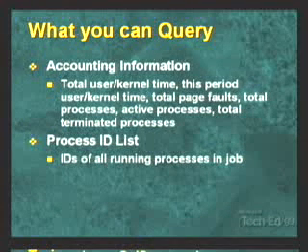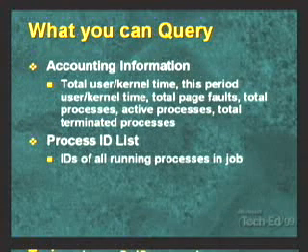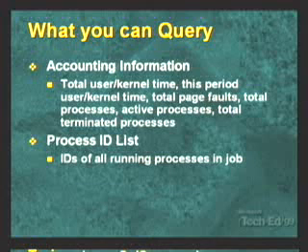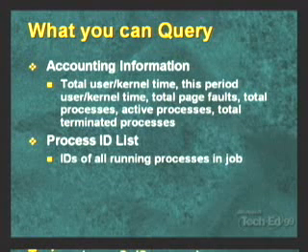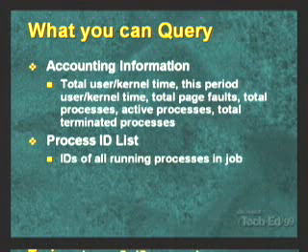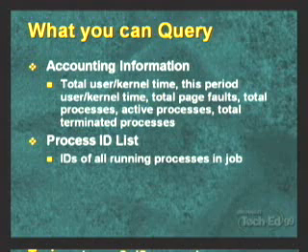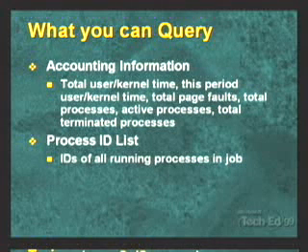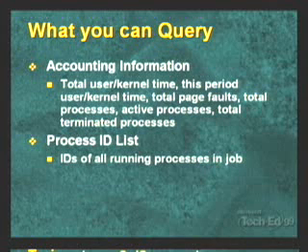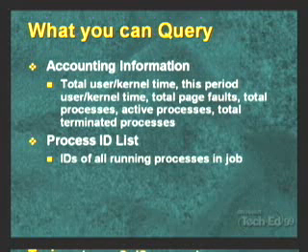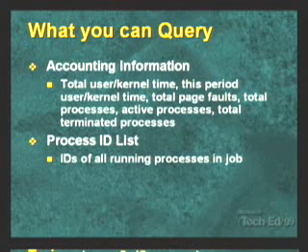Things that you can query about the job are the total time spent in user mode and the total time spent in kernel mode. You can also set time periods. You can reset the counter to 0 and then query it and say how much time has the job used up now during this last period. Then reset that to 0 and say, well, how about now? You can get the total page faults, total processes that have ever been in the job, number of active processes, total terminated processes, and you can also query the list of processes that are currently in the job.